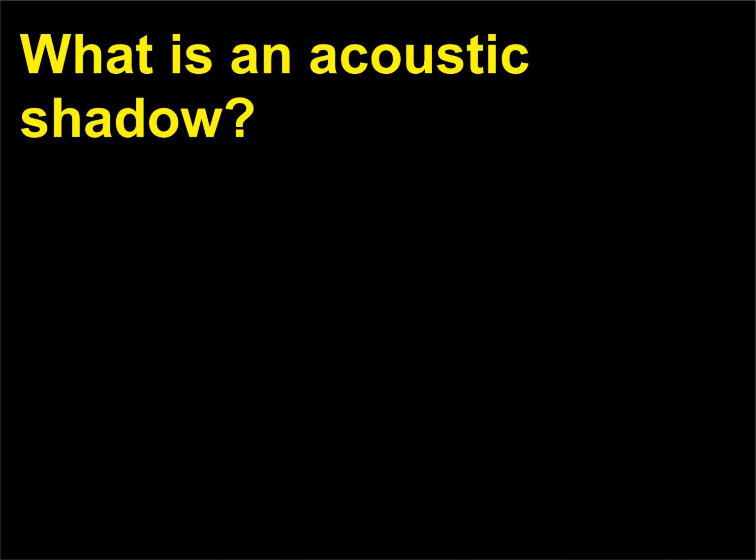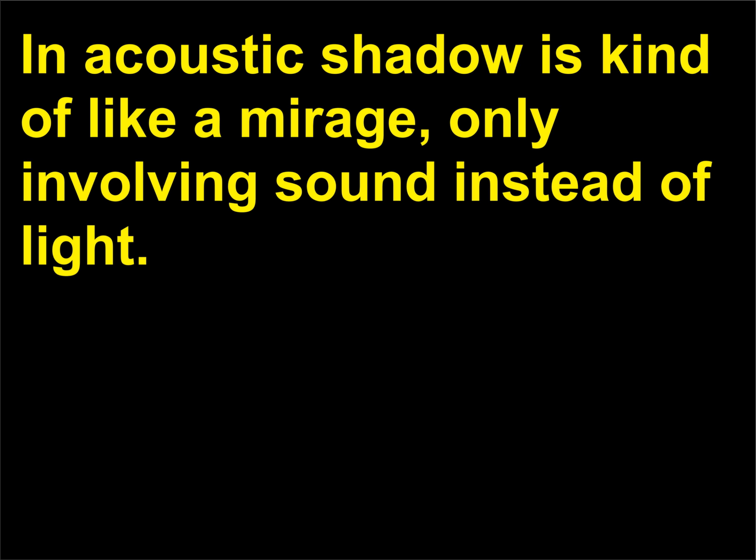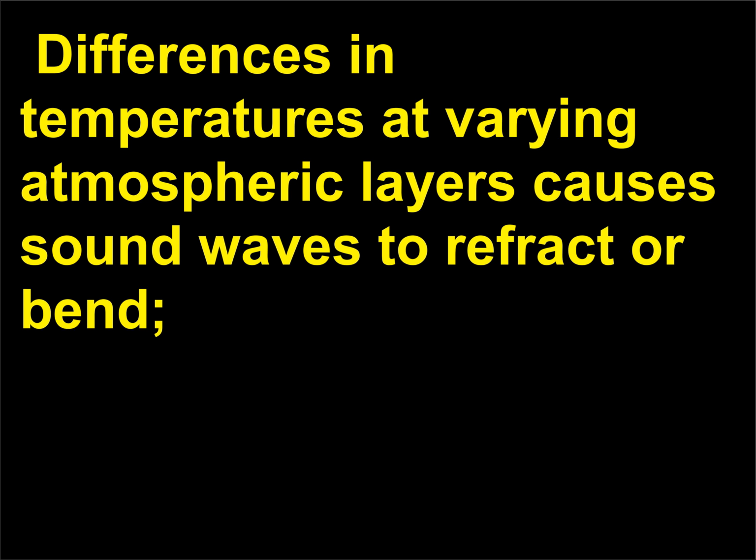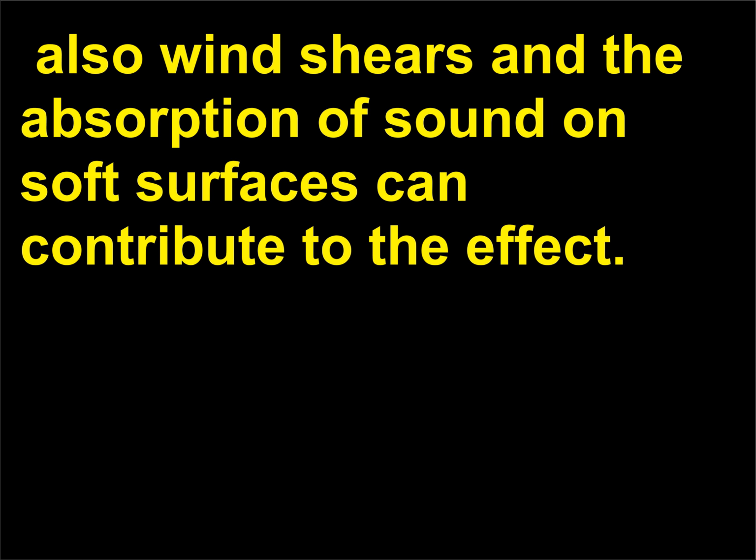What is an acoustic shadow? An acoustic shadow is kind of like a mirage, only involving sound instead of light. Differences in temperatures at varying atmospheric layers causes sound waves to refract or bend. Also, wind shears and the absorption of sound on soft surfaces can contribute to the effect.